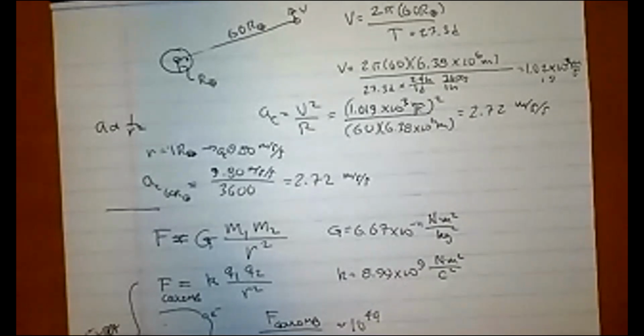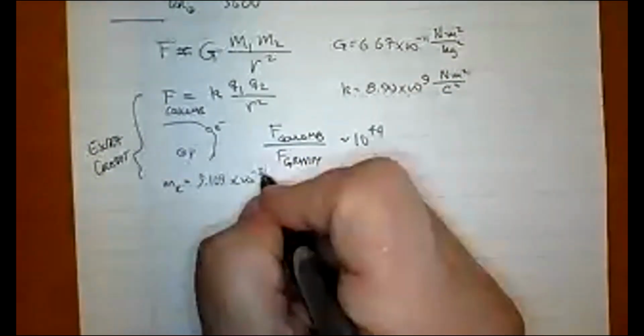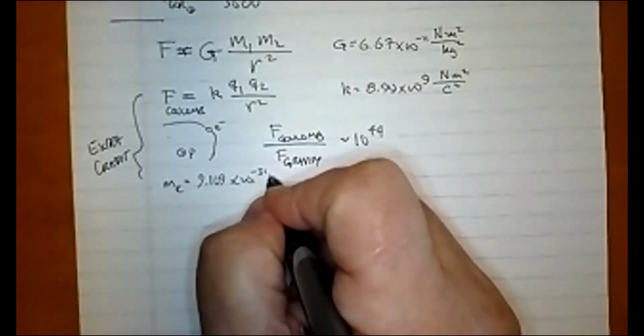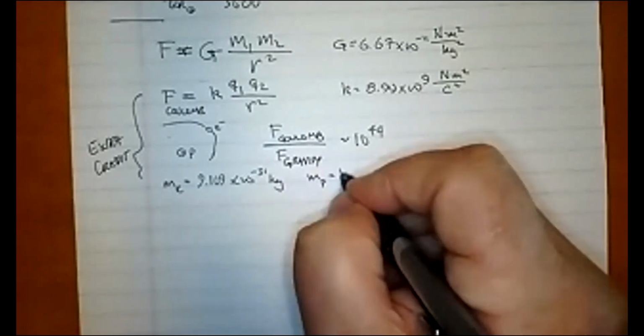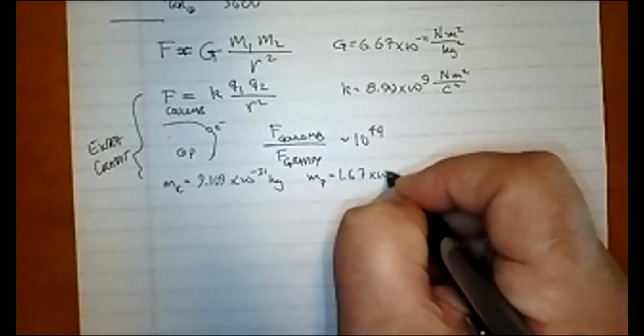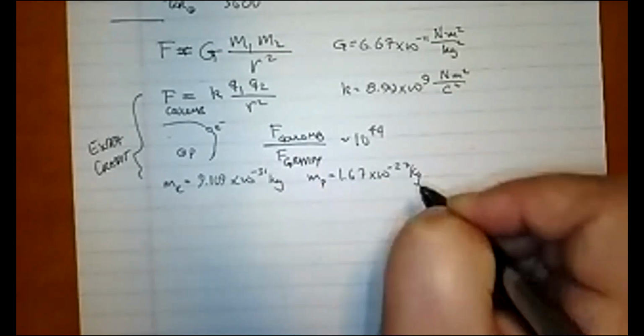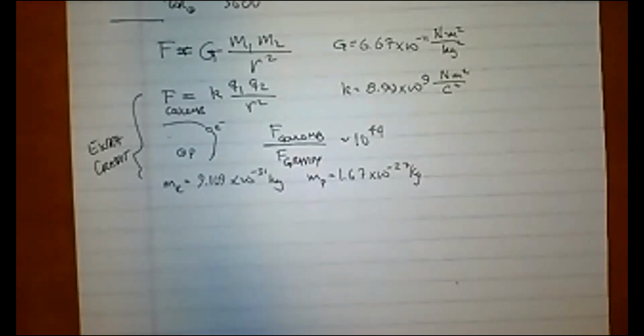And what you'll need, of course, is the mass of the electron, which is 9.109 times 10 to the negative 31st kilograms. The mass of the proton, which is 1.67 times 10 to the negative 27th kilograms. Let me double check that figure. I'm doing these out of my head, so there's always a chance for me to screw up. 1.67 times, yeah, that's right.